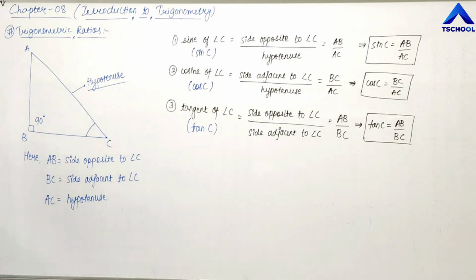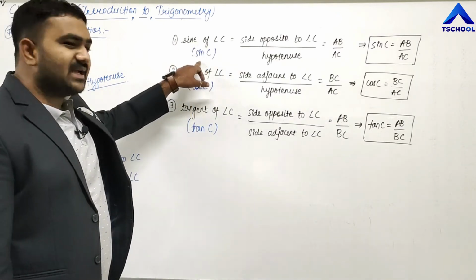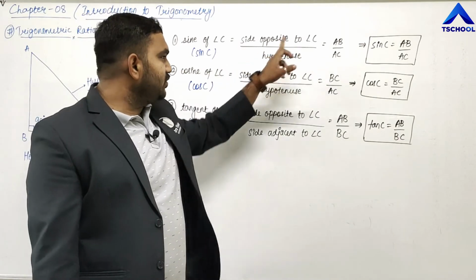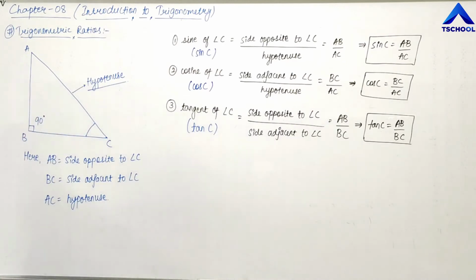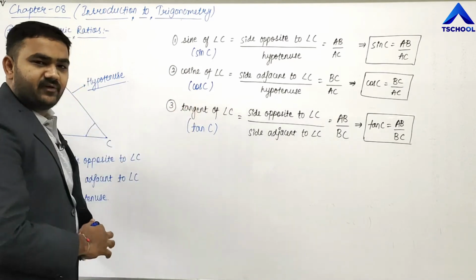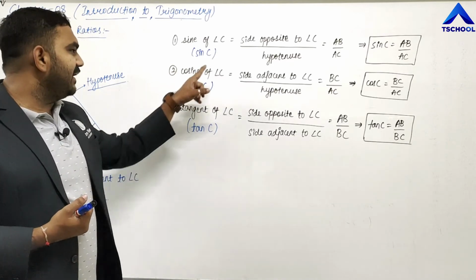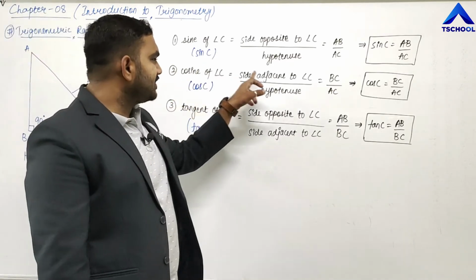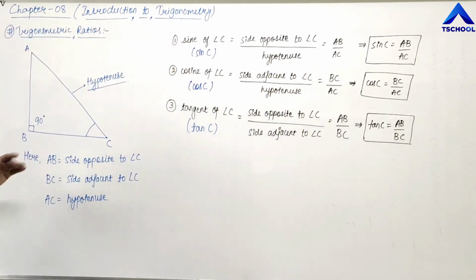So these are the three ratios, friends, that we got from this triangle. Let me recall: the first one is sine of angle C, written as sin C, the side opposite to angle C upon the hypotenuse, that is AB upon AC from this figure. Similarly, cosine of C is written as cos C in short form. Cosine of angle C is the side adjacent to angle C upon the hypotenuse, which is BC upon AC from this figure.